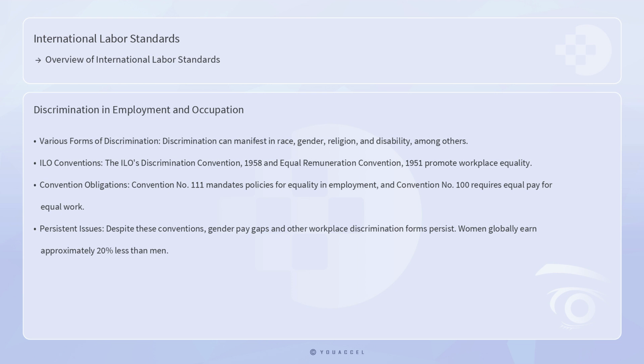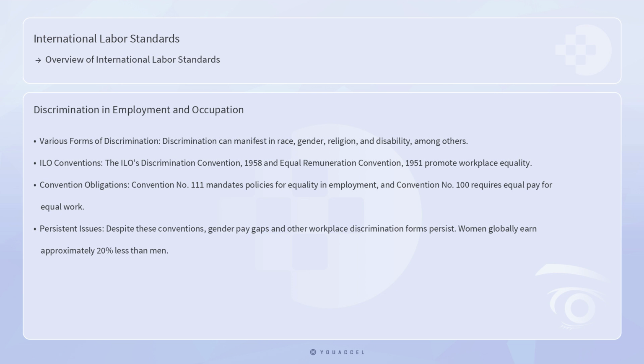Convention number 111 obligates ratifying countries to pursue policies that promote equality of opportunity and treatment in respect of employment and occupation, while Convention number 100 requires equal remuneration for men and women for work of equal value.